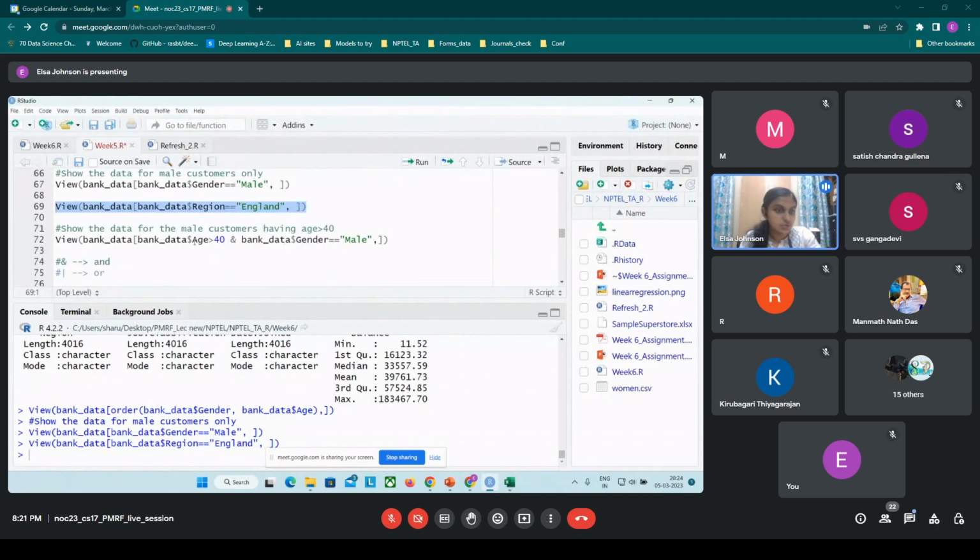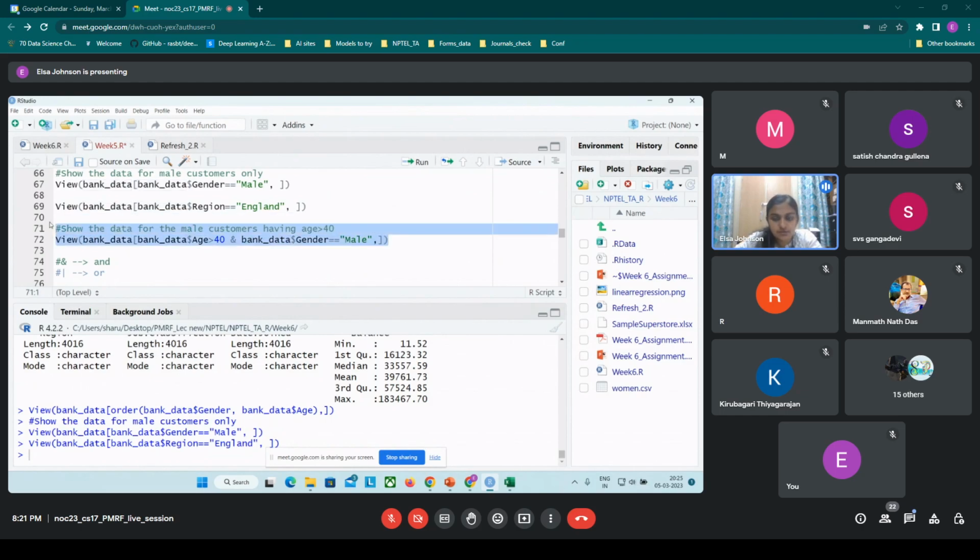Now another condition, giving conditions in data. All these things will be useful in your initial data pre-processing. For example, sometimes you might have to get rid of some outliers, or sometimes you want to consider only one type of data. In this case you can use this particular thing. Here I'm giving this column, bank data age should be greater than 40, and another condition, bank data underscore gender equal to male.